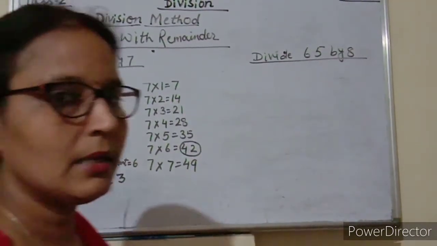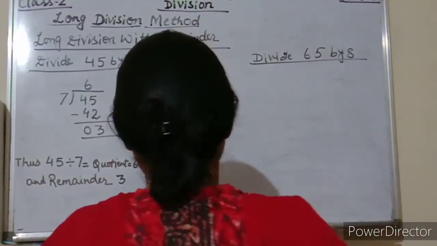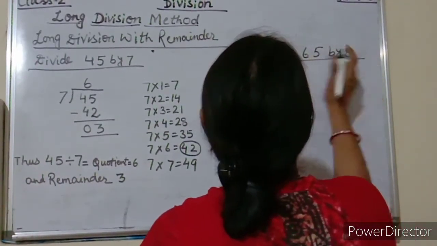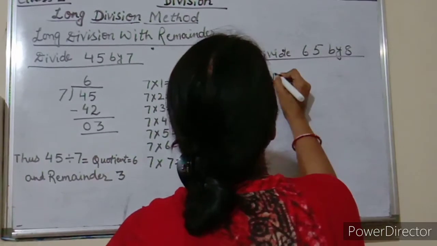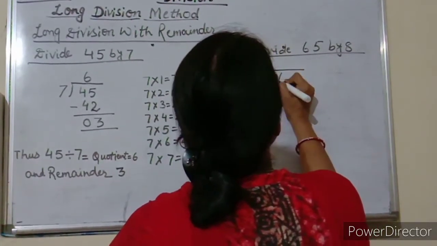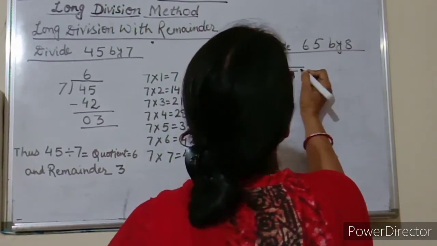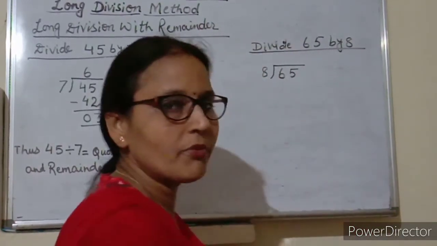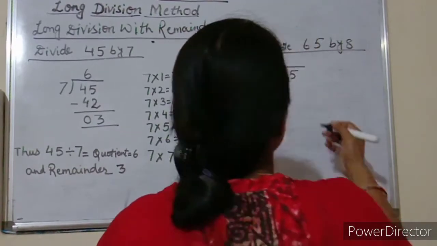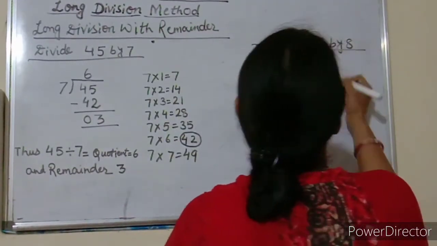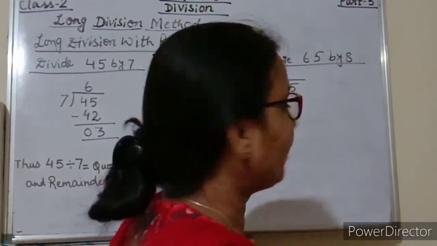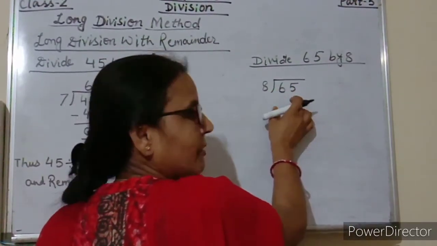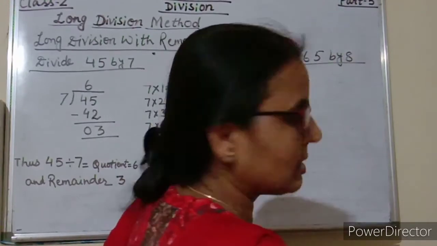Now come to the next. Again, students, what we have to do? 65 divided by 8. The same process we are doing here also. Yes, we will write here 65 as a dividend and 8 as a divisor. Now again we will recall the table of 8. So start and we will say the table of 8 till it comes 65 or less than 65.